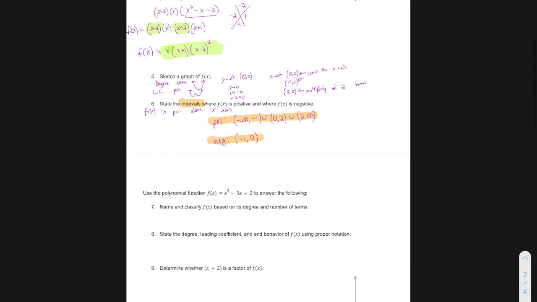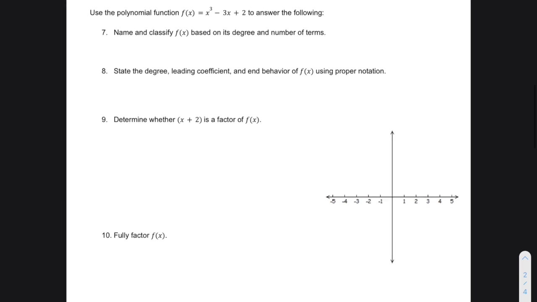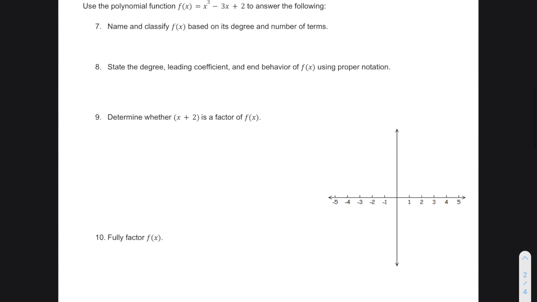So if we go to number 2, we have a new polynomial function f of x equals x cubed minus 3x plus 2. So in this case, our degree is 3. That is our highest degree of any of our terms, or the highest exponent of any of our terms. So we would say this is a cubic. And we have 3 terms, so it is a cubic trinomial.